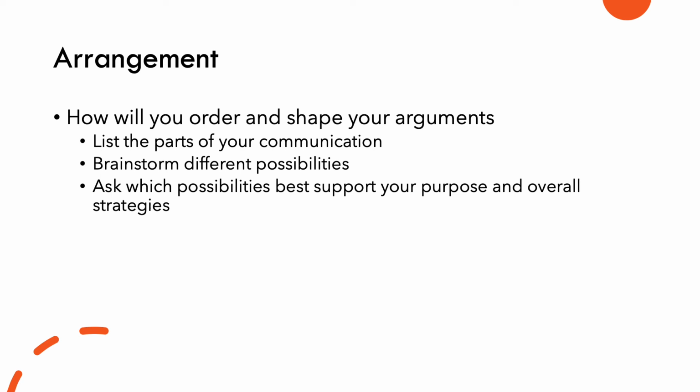Moving on, another important aspect of your design plan is arrangement. So how will you order and shape your arguments? Some things to help here: list the parts of your communication, brainstorm different possibilities, and ask which possibilities best support your purpose and overall strategies. So for the open letter, thinking about, how are you going to structure that? Which parts are you going to include first? And for every assignment after that, also thinking about how you're going to arrange and shape your audience so that they're most effective.